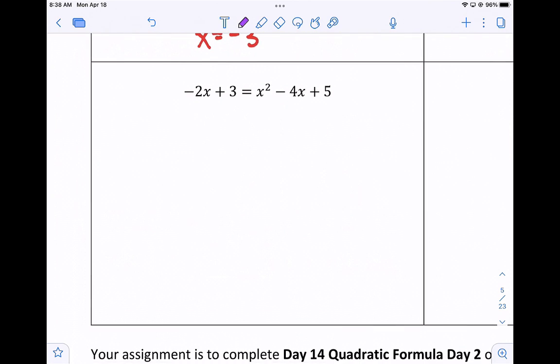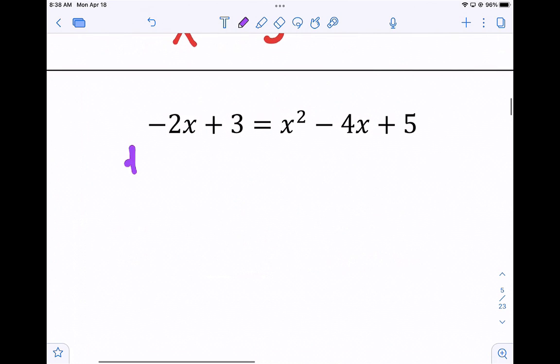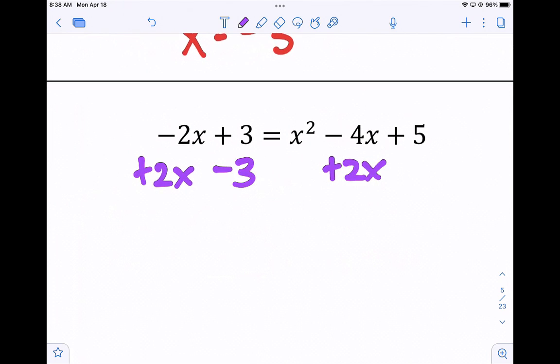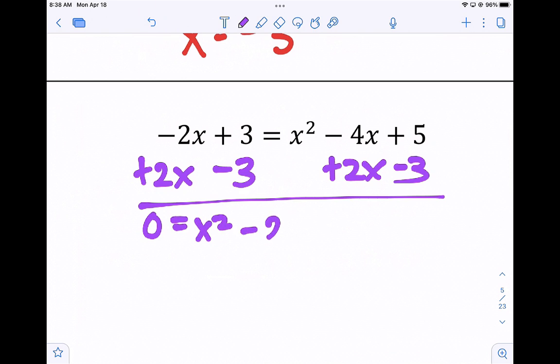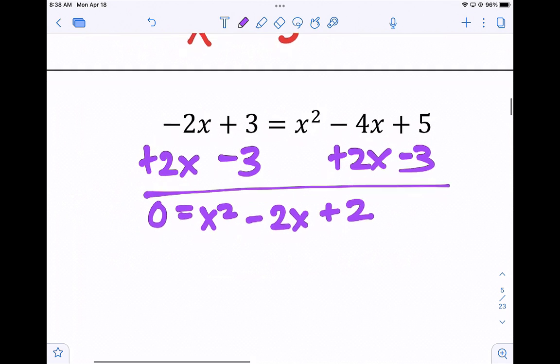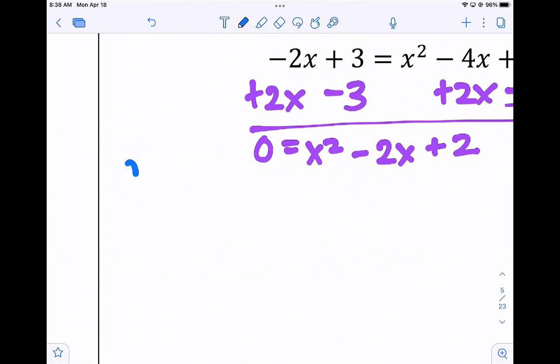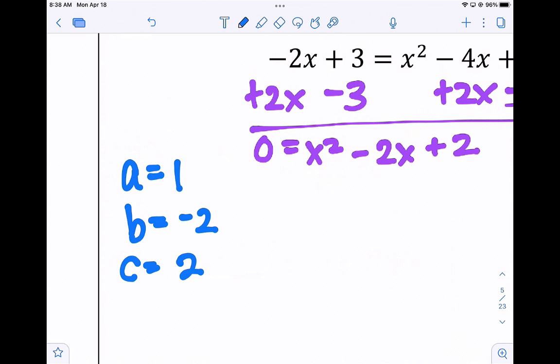So again, first step, get everything on one side. So for this one, we can add 2x, subtract 3. Oopsies. So we'll get 0 equals x squared minus 2x plus 2. All right, next step, find a, b, and c. So a is the number next to the x squared, so 1. B is the number next to the x, negative 2. C is the number by itself, 2.